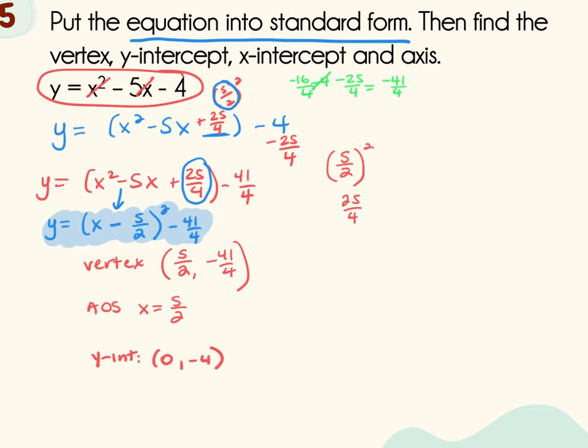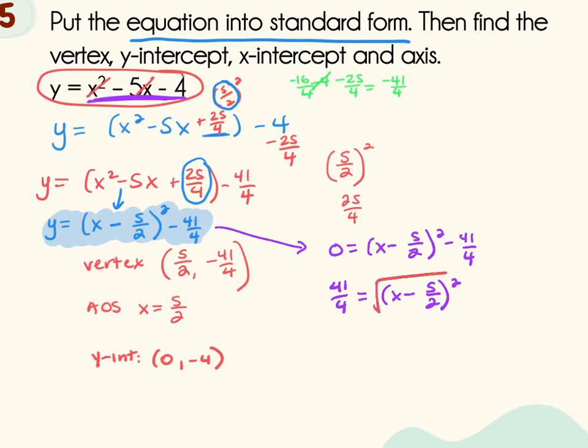Okay, then x-intercept. We're going to plug 0 in for y. So you can do it up here. If it's factorable, it's definitely easier. But there's no factors of -4 that sum to -5. And it won't be factorable on your quiz. So the other way to solve it is to use your standard form. 0 equals x minus 5 halves squared minus 41 fourths. Add the 41 fourths. Square root both sides, putting a plus and minus in front of the 41 fourths.